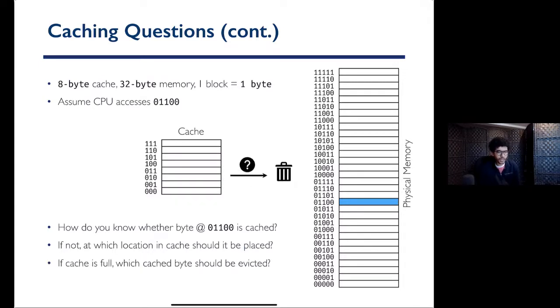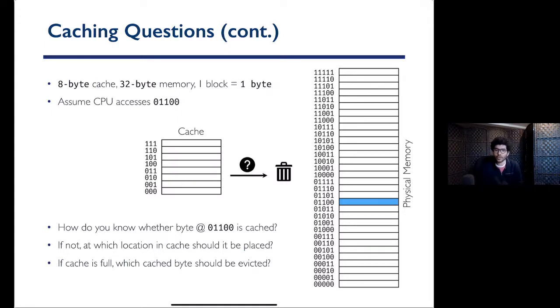The third question is, let's assume that the cache is full and we need to evict 1 byte from cache to put another byte in. Obviously, the cache has only 8 bytes, but the memory has 32 bytes. So there is no way I can fit 32 bytes in 8 bytes. So at some point, the cache is going to get full. We're going to evict someone to bring someone else in. So the question is, which one should I evict?